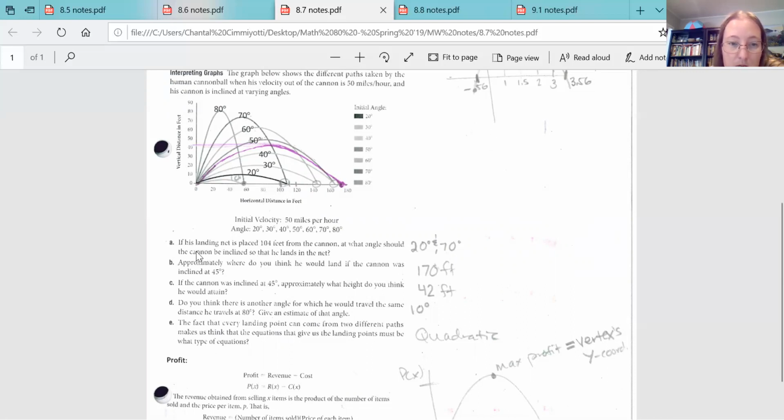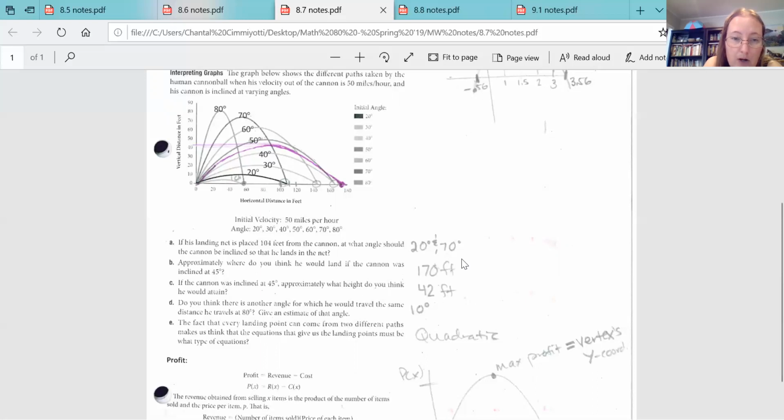So it says, if the landing net is placed 104 feet from the cannon, at what angle should it be inclined so that it lands in the net? So 104 is, here's 100, here's 120, so in the middle is 110, and the middle of that is about 105. So you should go roughly 20 or 70 degrees. You might say 19 degrees or 18, and it is a little bit forgiving in the assignment on this. So don't be too nervous about that.